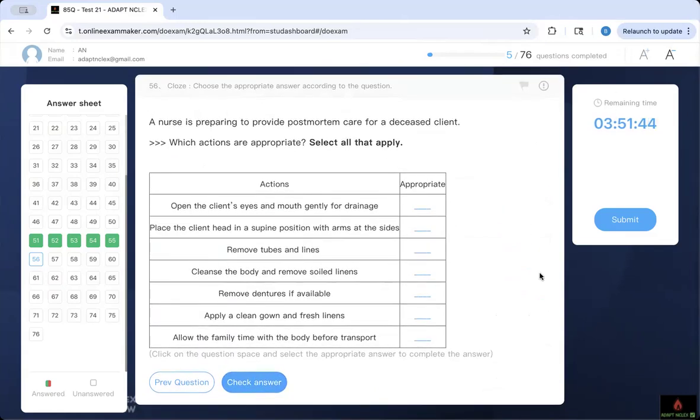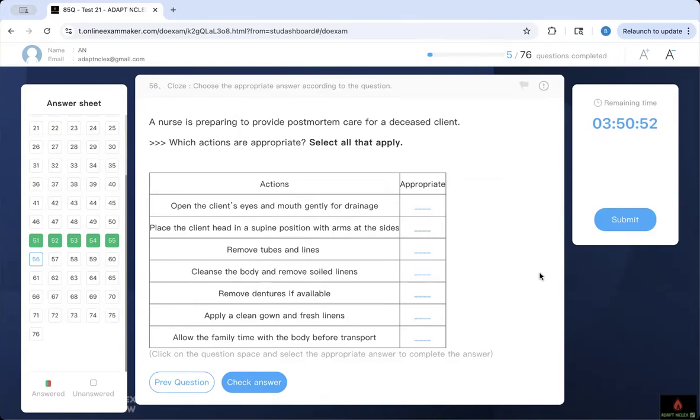Next generation. I know when you see this table, you want to think this is a difficult question. It's the same thing, you know. Take the table out, unravel the parcel, look at it in a different way, rewrite it. If you have a pen and paper, rewrite the question and say, this is a select all that apply. There's no table. And then she's providing post-mortem care for a deceased client. Which actions are appropriate? That's all. Take the table and read each one of them and say, if somebody died and I'm providing post-mortem care, this is what best care and comfort.